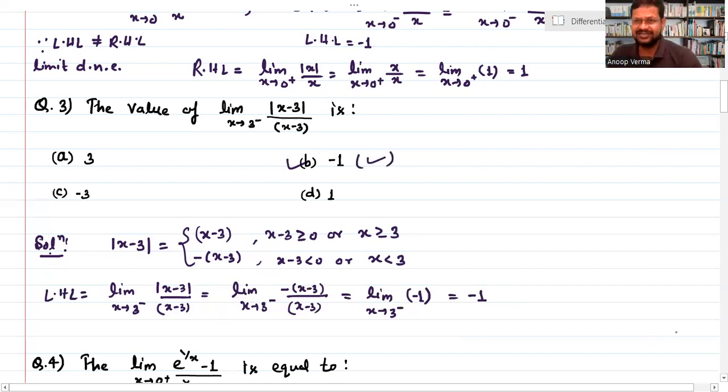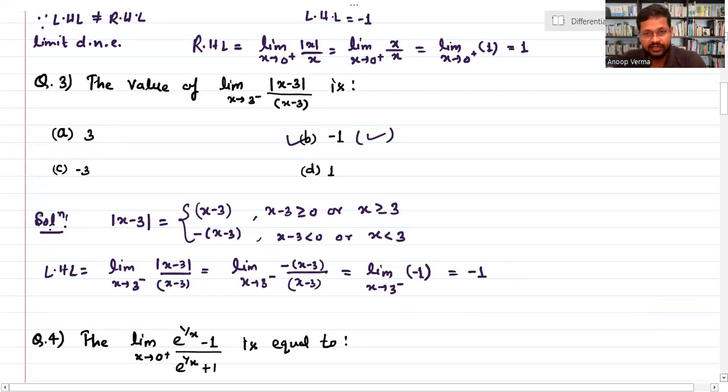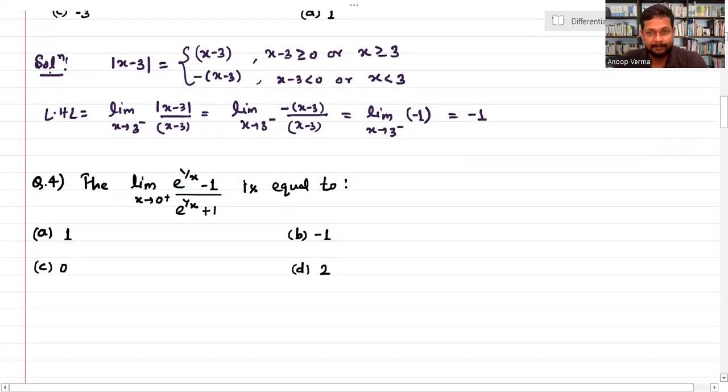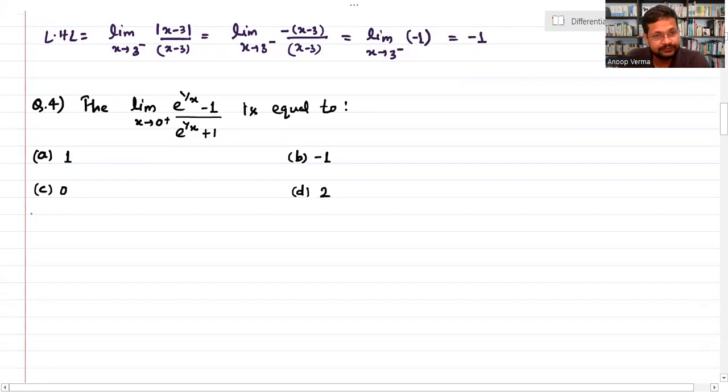Okay. So these are simple problems given in your textbook. That's why I have taken this problem. Next we come to question number 4. So I am just taking this solution 4.